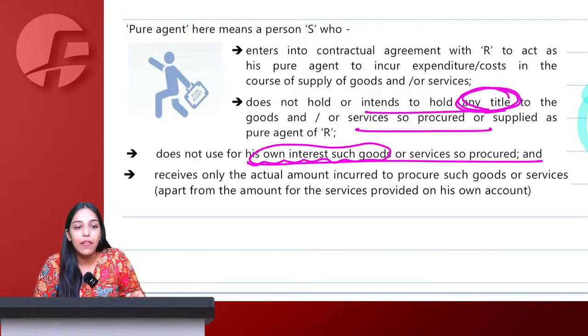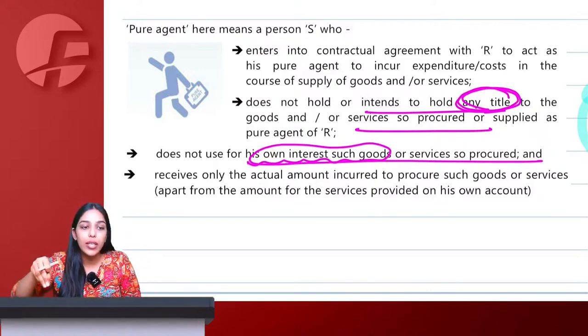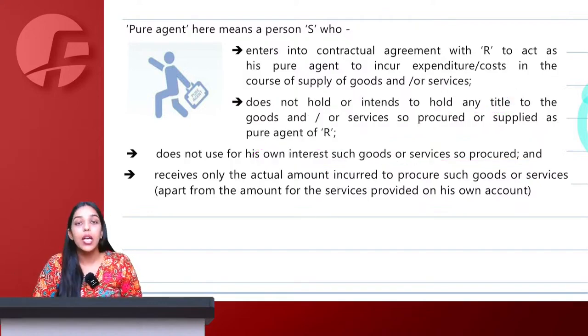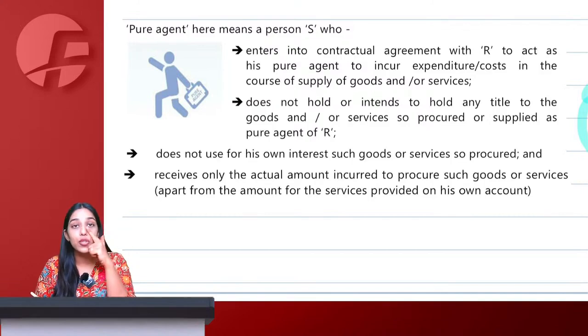But if I have traveled, I have taken the benefit of traveling. If I have used a mobile phone, I have taken the benefit. If I have stayed in a hotel, I have taken those facilities. Which means I have used these goods and services. Now, even if I recover them on an actual basis, still they will form part of value of supply.